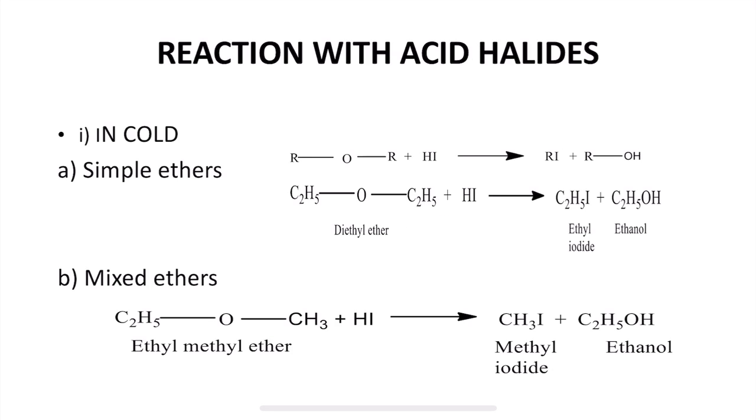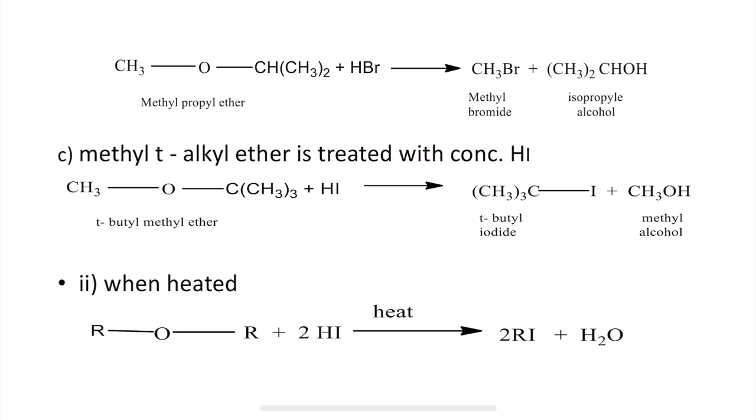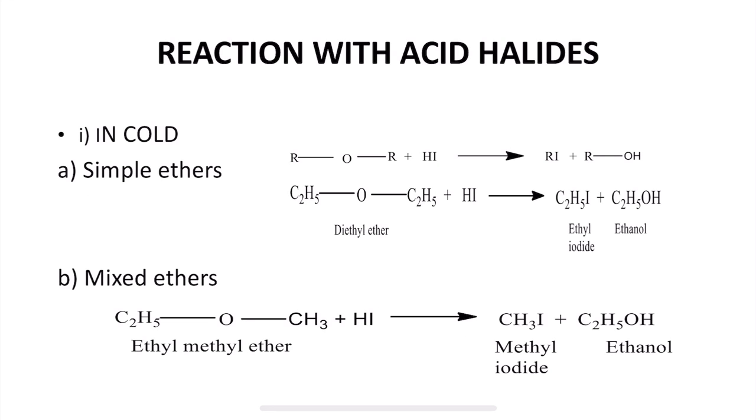Next is, what happens when mixed ethers are used, or in cold conditions, what is the reaction with halides? In the cold condition, a mixture of alkyl halide and alcohol is obtained. So I have taken a simple ether, that is ROR. When it is heated with hydrogen iodide, it gives RI plus ROH. RI is the alkyl halide and ROH is the alcohol which is obtained.